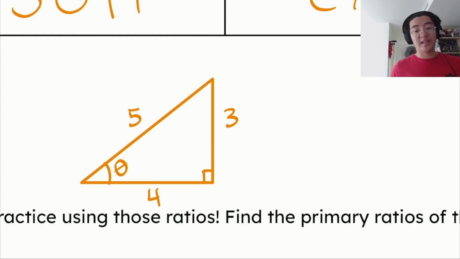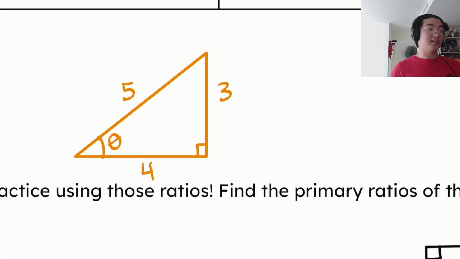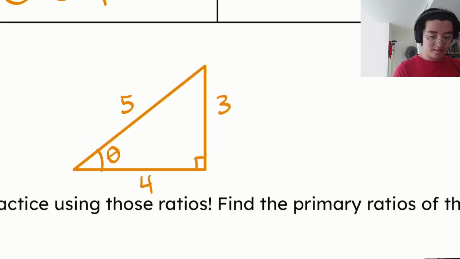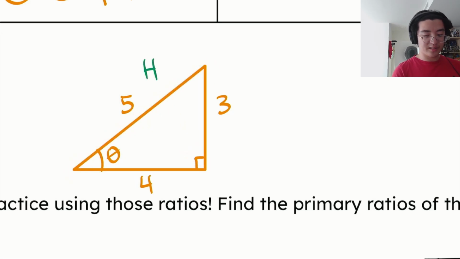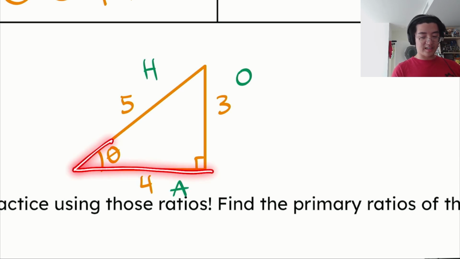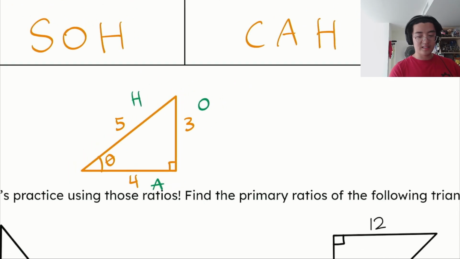So the first step in any of this is always to determine the side names. Right here, this edge is directly across from the right angle. This has to be the hypotenuse. This edge is directly across from our theta, the angle in question. So that's the opposite. And the last side, the side that's touching the angle and is not the hypotenuse, that's the adjacent.